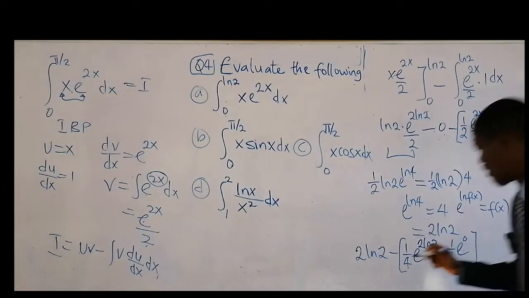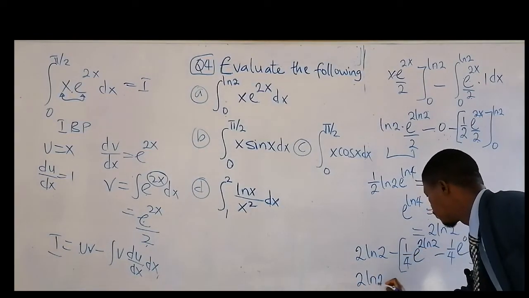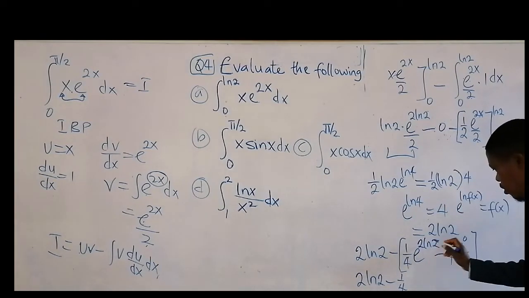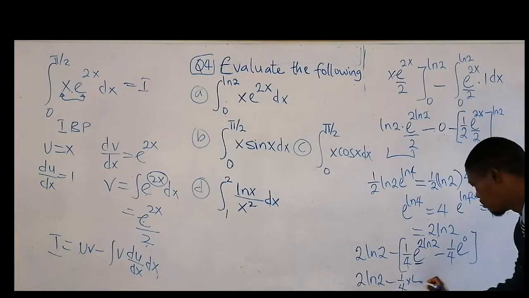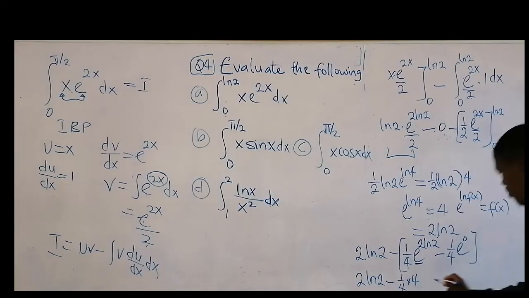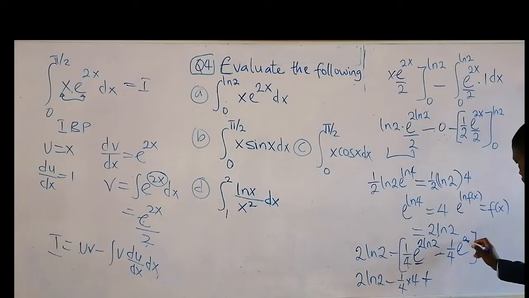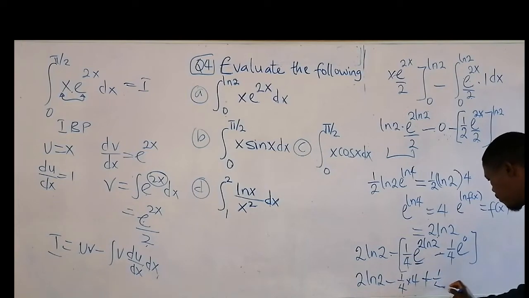So we now have 2 ln 2 minus 1 over 4. This one also, this 2 will come here, that's ln 2 squared, and that's 4. So this will give us times 4. If you open that, then plus this one, because minus times minus is plus. Exponential to power 0 is 1. So that's 1 over 4.